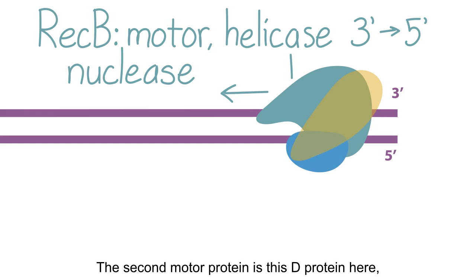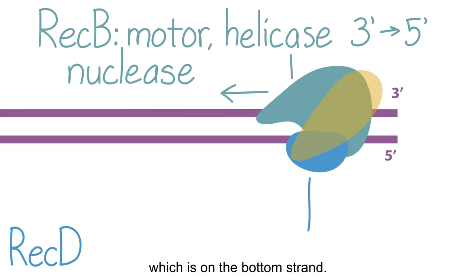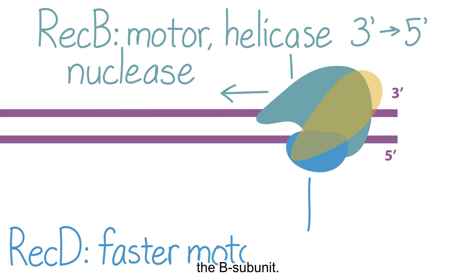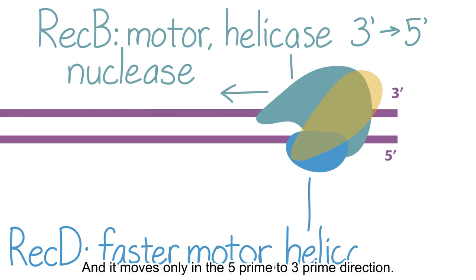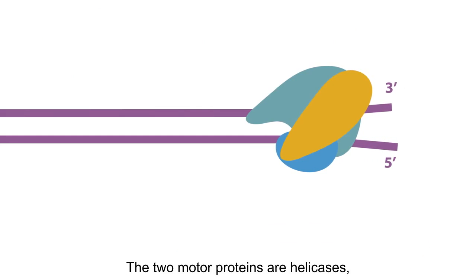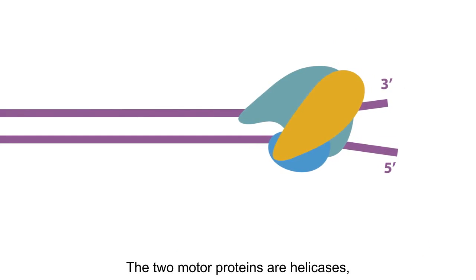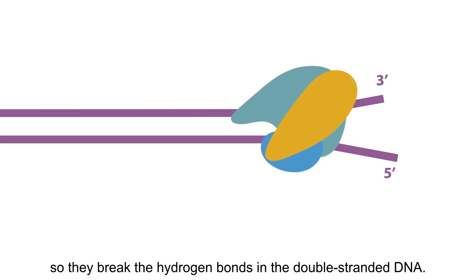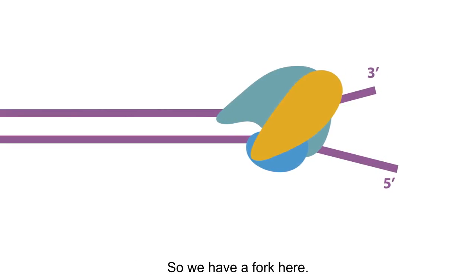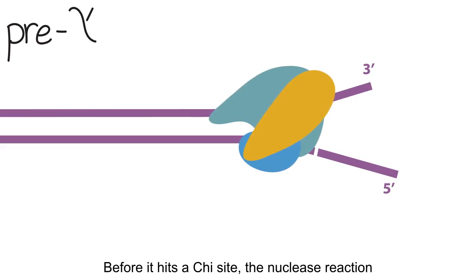The second motor protein is this D protein here, which is on the bottom strand. It is actually a faster motor than its other friend, the B subunit, and it moves only in the 5' to 3' direction. Okay, so here we have RecBCD moving along the DNA. The 2 motor proteins are helicases, so they break the hydrogen bonds in the double-stranded DNA. So we have a fork here, and it's moved along before it hits a Chi site.